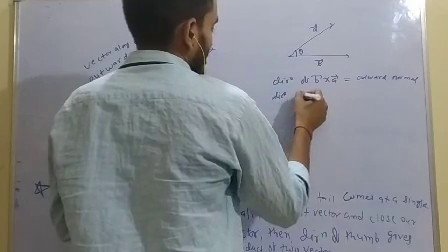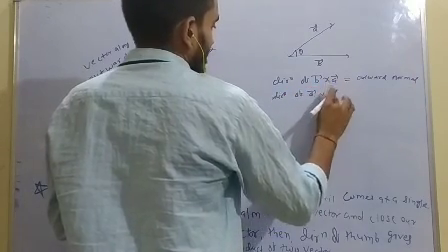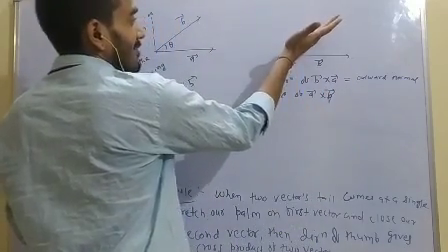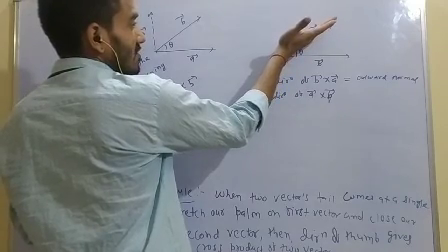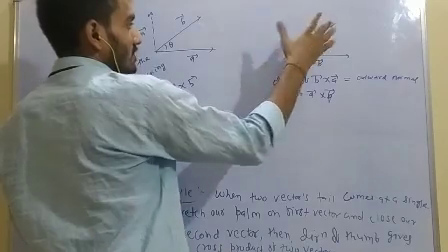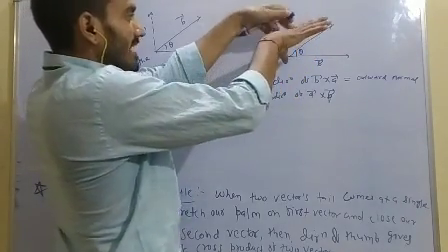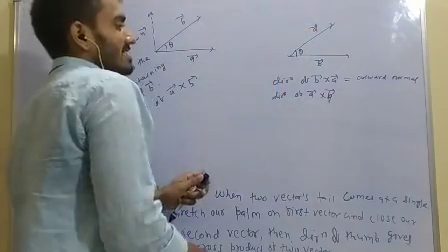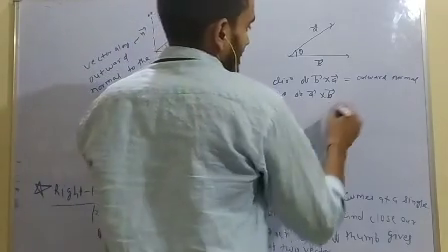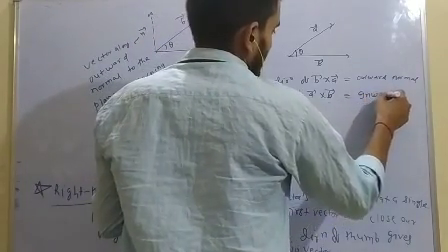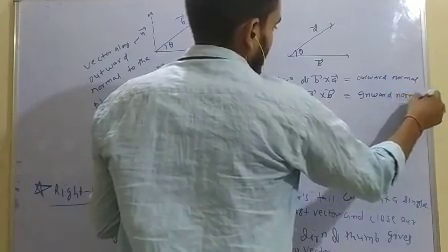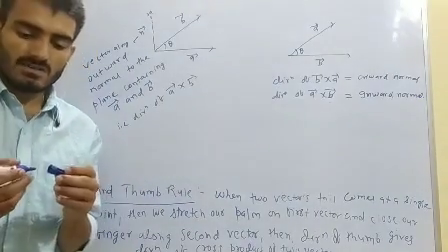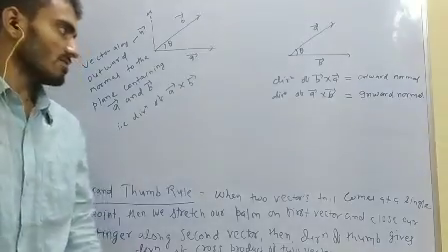Direction of vector A cross vector B: we have to place our palm on the first vector, vector A, and close our finger towards B. Then the direction of inward normal is the direction of vector A cross vector B. This is the way we find the direction of cross product of two vectors.